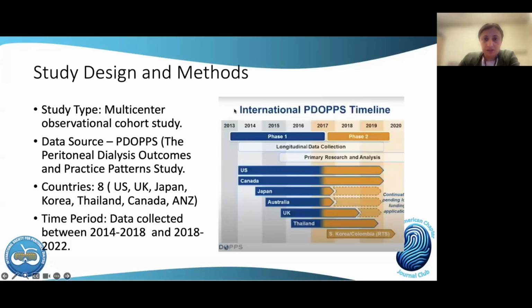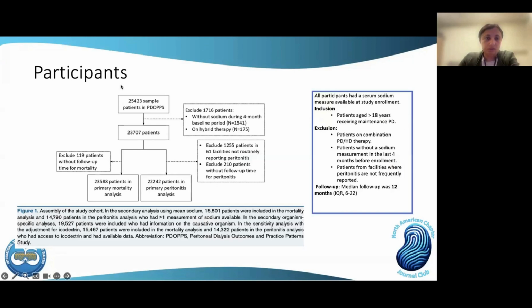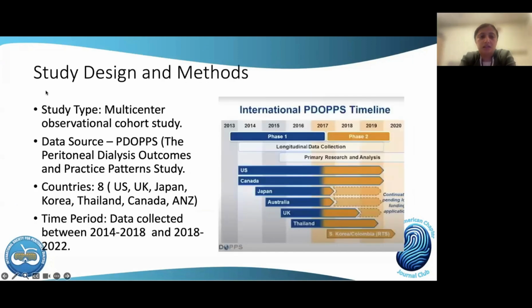So coming to our study today, this was a multi-center observational cohort study. Data source was obtained from PDOPPS. PDOPPS is an international prospective cohort study in collaboration with ISPD. They did it in 2 phases, phase 1 and phase 2, and you can see it in the chart. I got it from the PDOPPS website. They started enrollment in 2014 and continued till 2022, and South Korea and Colombia were the last countries to join. They did the study across 8 countries and time period between 2014 to 2022 in 2 different phases.